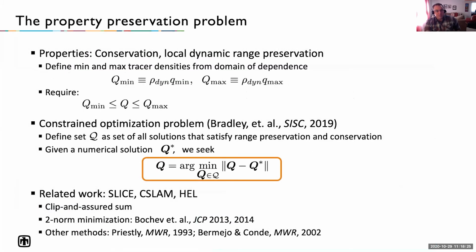So here are the optimization problems. So some notation: capital Q is the air density that comes from the dynamic solver multiplied by the tracer mixing ratio that comes from the transport scheme. So we have minimums and maximums defined in this way, and we require that these minima and maxima are not exceeded in either direction. And this is why we call it a constrained density reconstruction, because we perform our limiting on this tracer density and not the mixing ratio.